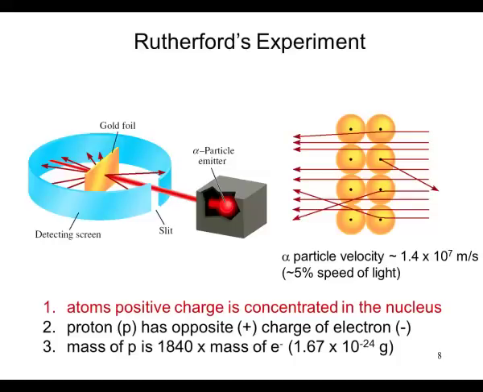His conclusions are: the atom's positive charge is concentrated in the nucleus. Protons have the opposite charge of the electron, and also the mass of the proton is 1840 times the mass of the electron.